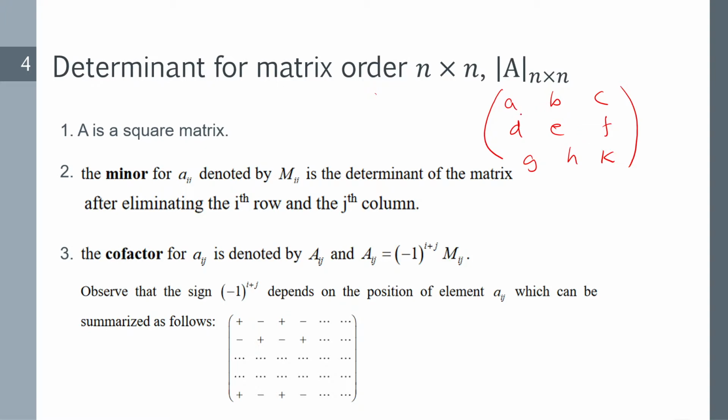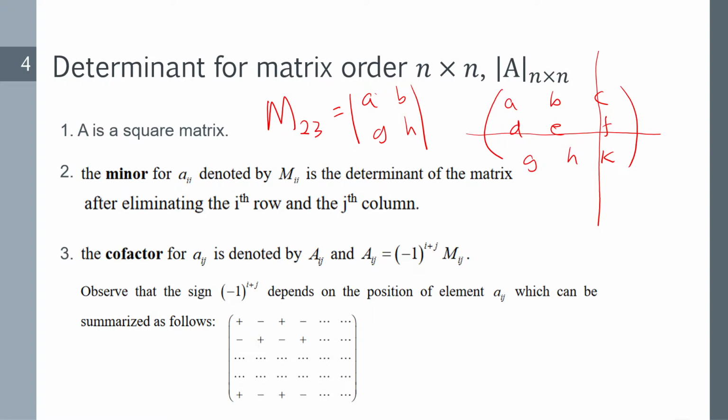So if you want to know the minor for row 2, third column, you eliminate this one, so I cover row 2 and third column with a line. What I have left is 4 elements, which are A, B, G, H. So this is called the minor of each element. For each matrix, you are going to have 9 different minors by eliminating different rows and columns.